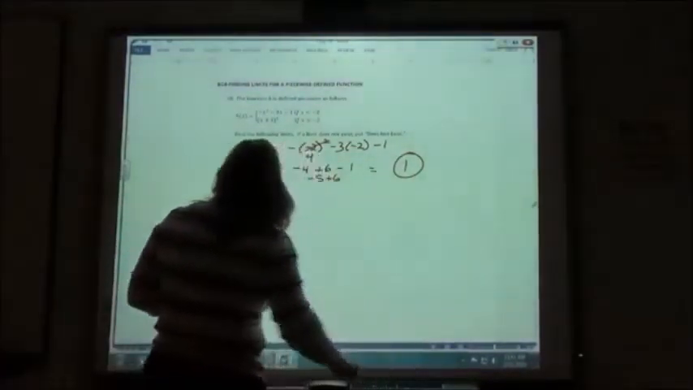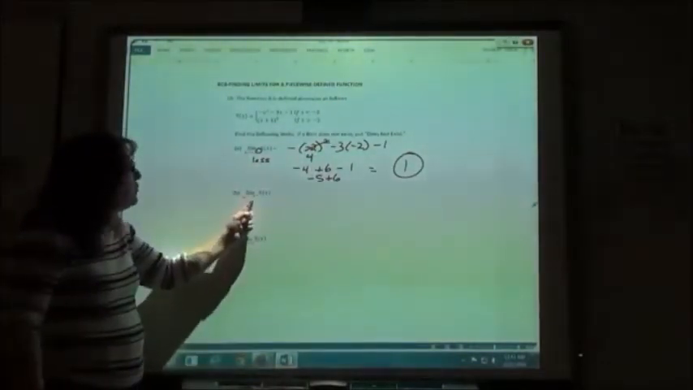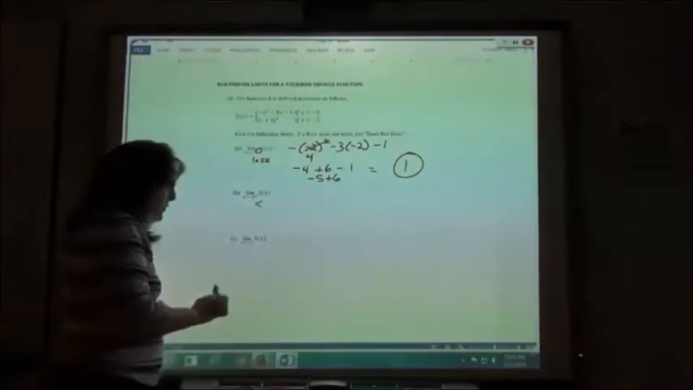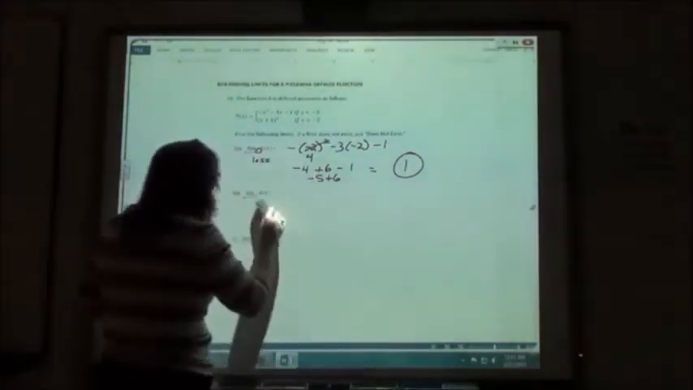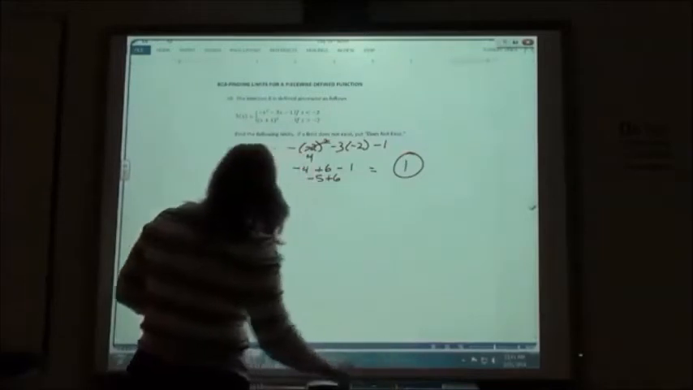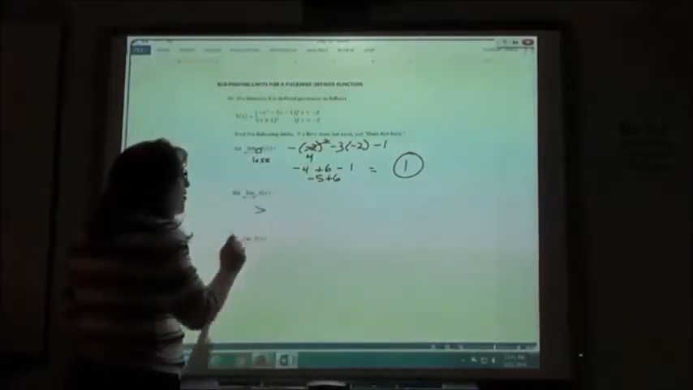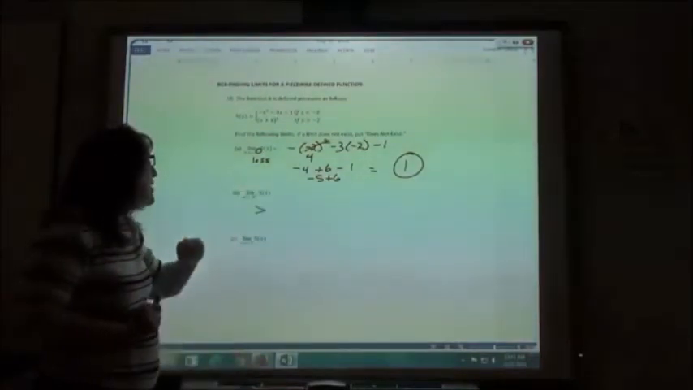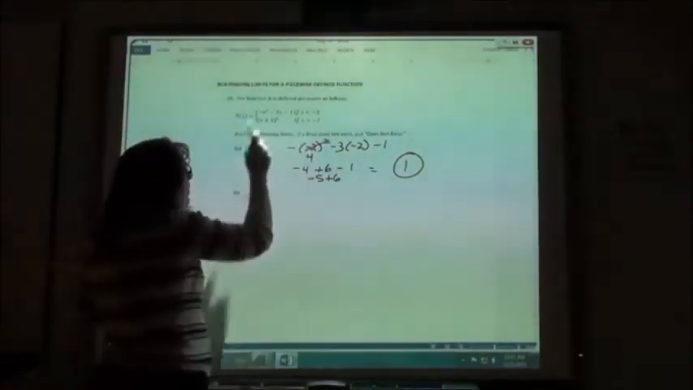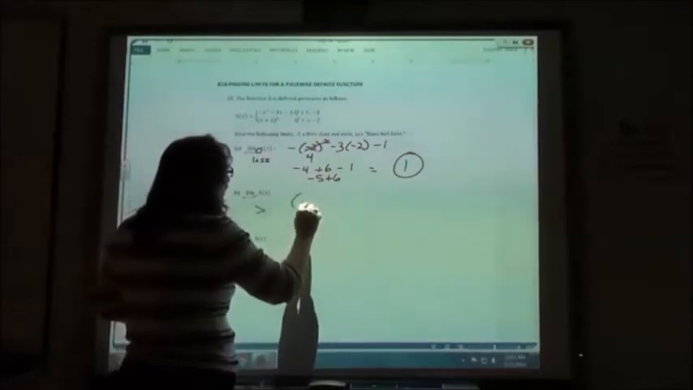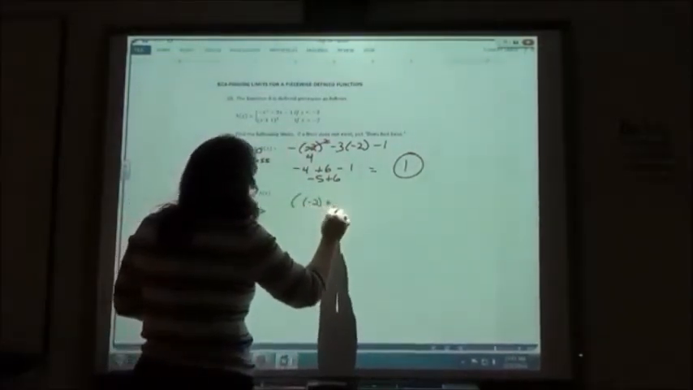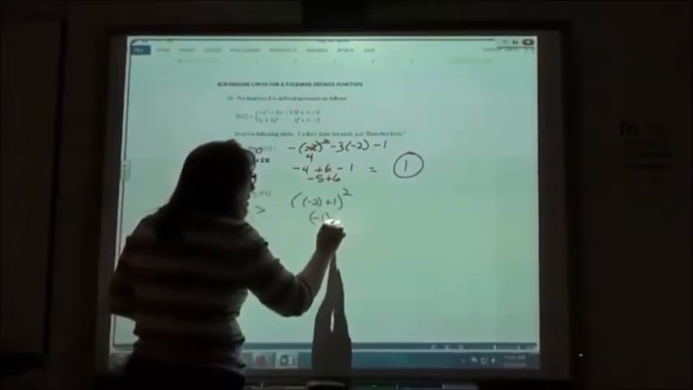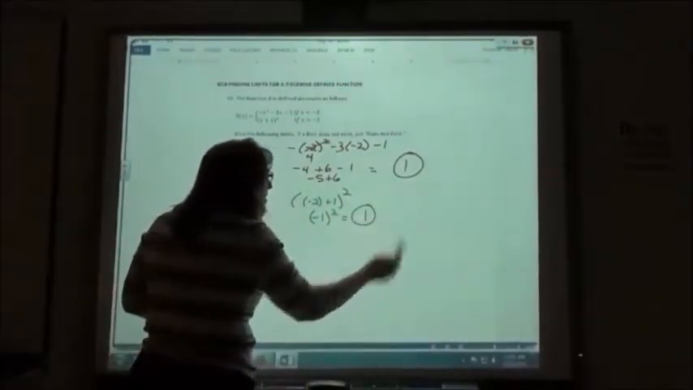If I do part B, as I approach -2 from the positive direction, in other words, I'm coming towards -2, so I want the ones that are greater than -2 because I'm coming from the positive side, so the number's bigger than -2. So in this case, I'm going to use this function, so I would say -2 plus 1 squared. Well, -2 plus 1 is -1. A -1 squared is a positive 1.